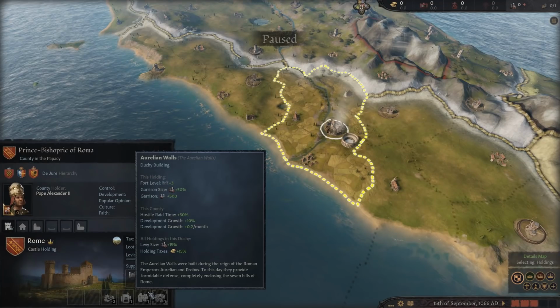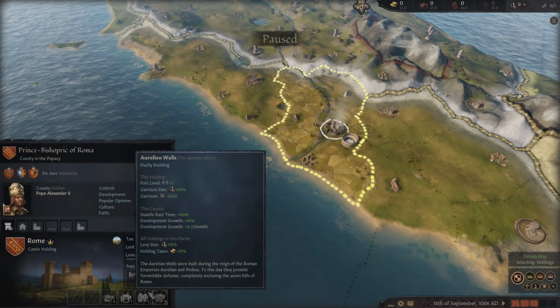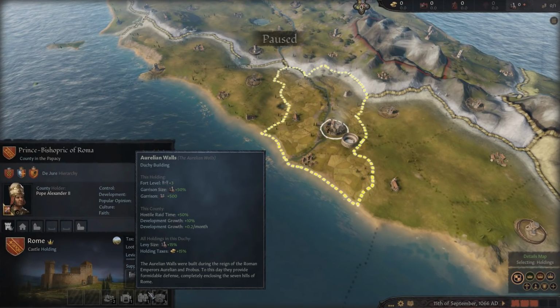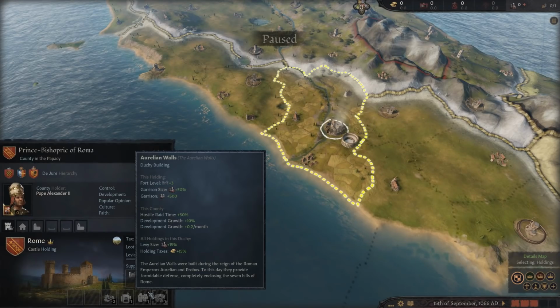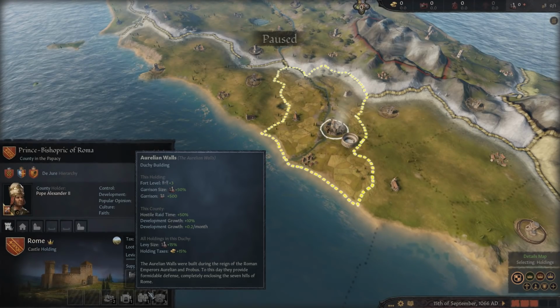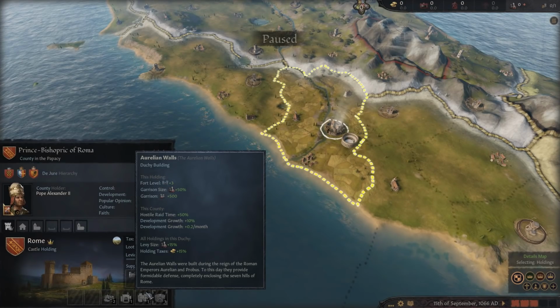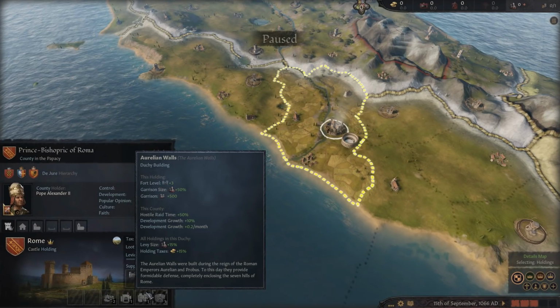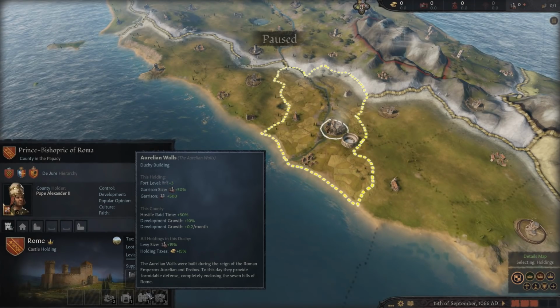The Aurelian Walls were built during the reign of the Roman emperors Aurelian and Probus. To this day, they provide formidable defense, completely enclosing the 7 hills of Rome. This is an always constructed building and is automatically enabled. What does this one give you? It gives you a fort level of +3, garrison size +50%, garrison of +500.